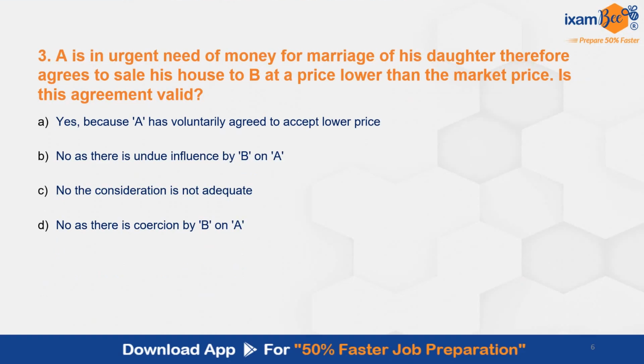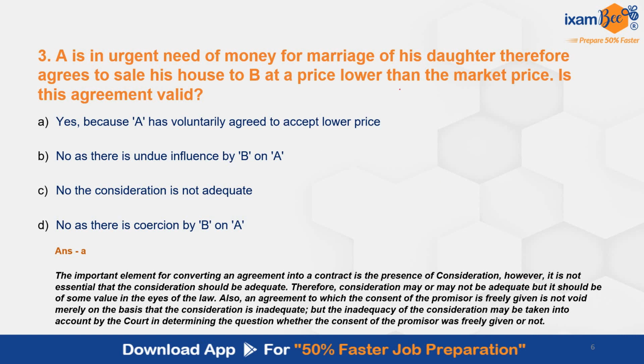Question number 3. A is in urgent need of money for marriage of his daughter, therefore agrees to sell his house to B at a lower price than the market price. Is this agreement valid? The correct answer here is A. Yes, because A has voluntarily agreed to accept the lower price. The important element for converting an agreement into a contract is presence of consideration. However, it is not essential that the consideration should be adequate. Therefore, consideration may or may not be adequate, but it should be of some value in the eyes of law. Also, an agreement to which the consent of the promisor is freely given is not void merely on the basis that the consideration is inadequate.